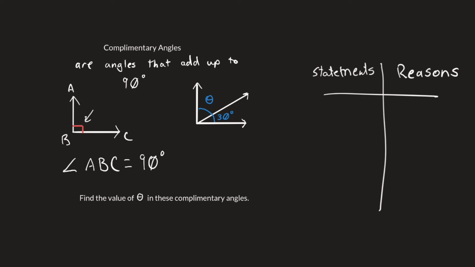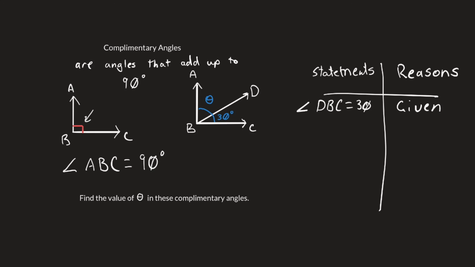Okay, so first of all, let's label each point. So we have point A, point B, point C, and out here we'll give this point D. Well, we know that angle DBC is equal to 30 degrees. And how do we know that? Well, the reason is because it's been given to us. It's been labeled as 30 degrees. So that's our first step.